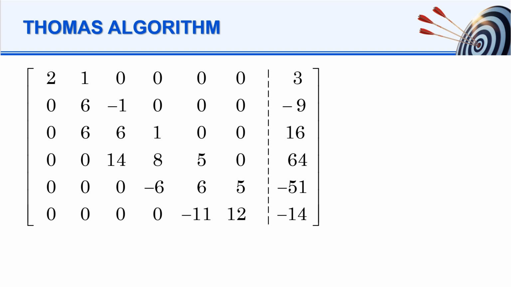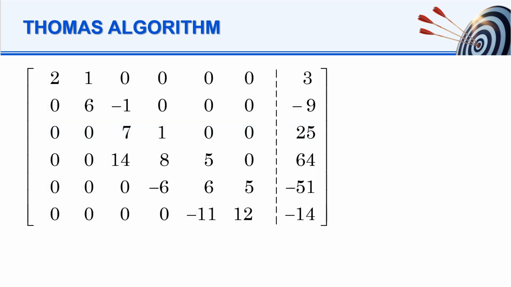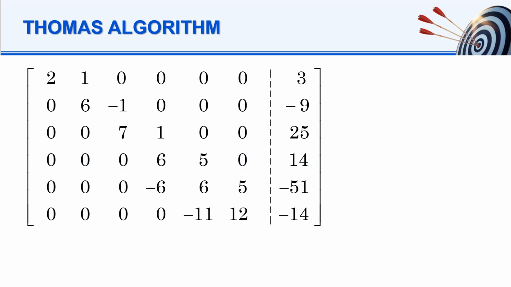Next, to eliminate the 6 in the second column third row element, we add minus the second row to the third row. Accordingly, the diagonal and the right-hand side array elements of the third row are updated. Then, we want to eliminate the 14 in the third column fourth row element. To do that, we add -2 times the third row to the fourth row. As a result, the diagonal and the right-hand side elements of the fourth row are updated.